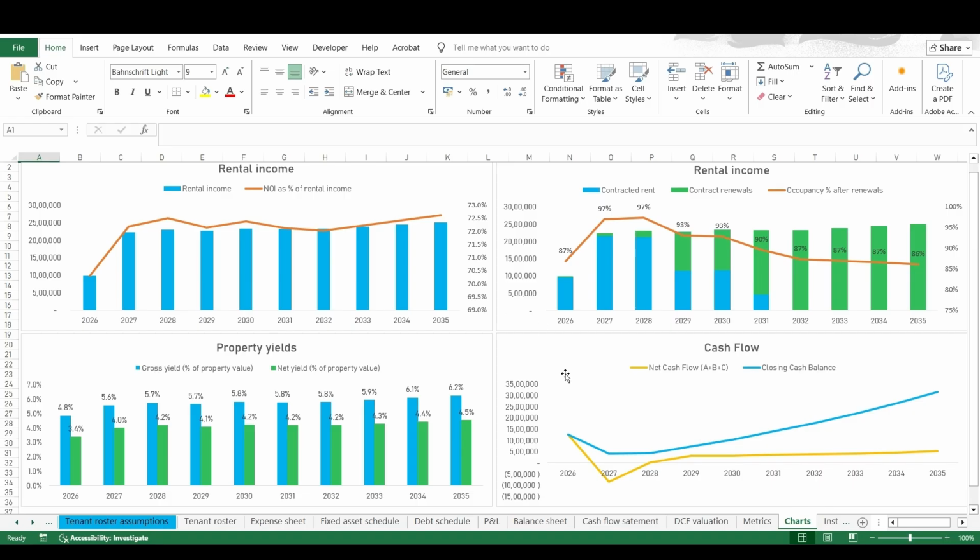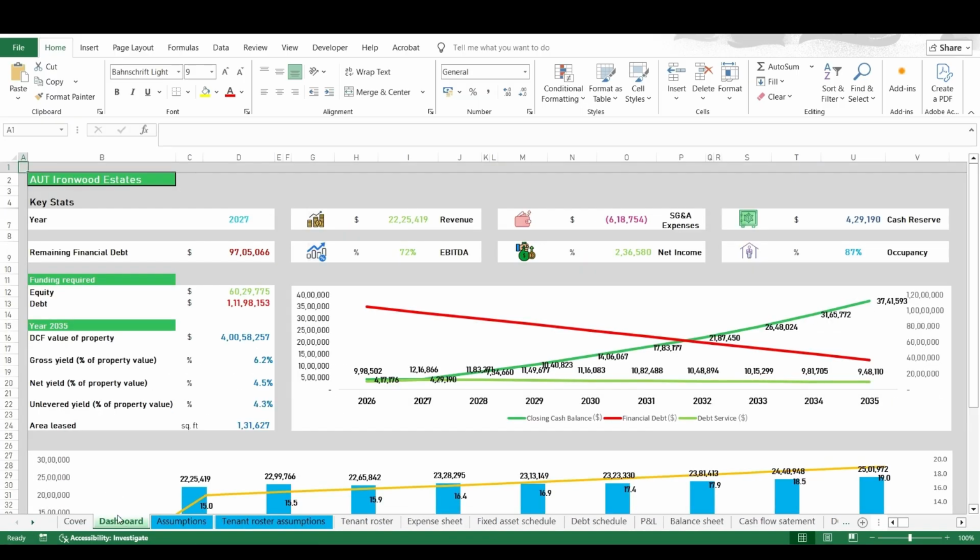Then we also have a cash flow chart which shows the net cash flow. You can see in the first year it is down and then it picks up. Then we have the closing cash balance, which keeps on piling up. So now I'll share the dashboard with you. So this is the dashboard.